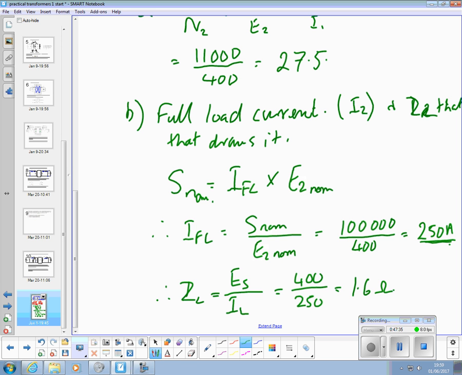So we can now analyse that full load situation. Somebody connecting that 1.6 ohms to that transformer. What actually does it draw? That won't be that full amount because of the losses involved that we haven't taken into account yet, because we just used the nominal values. Okay?